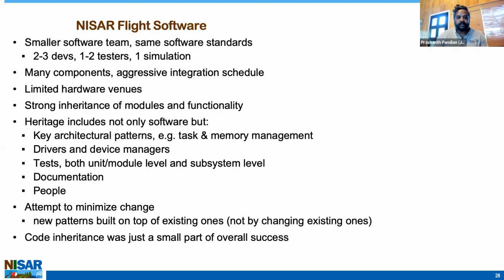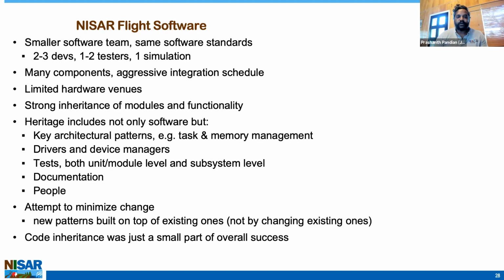So in summation, the NISAR flight software team was a lot smaller than previous teams on the initial diagram that I showed you, but we were able to keep to the same software standards. And the reason for that is the strong inheritance of not only the modules and functionality that we had, but the patterns and the engines that we used. And so I think one of the things that we used in our initial proposal for NISAR was not just inheriting the code, but inheriting the documentation, the testing, the process, and most importantly, the people.